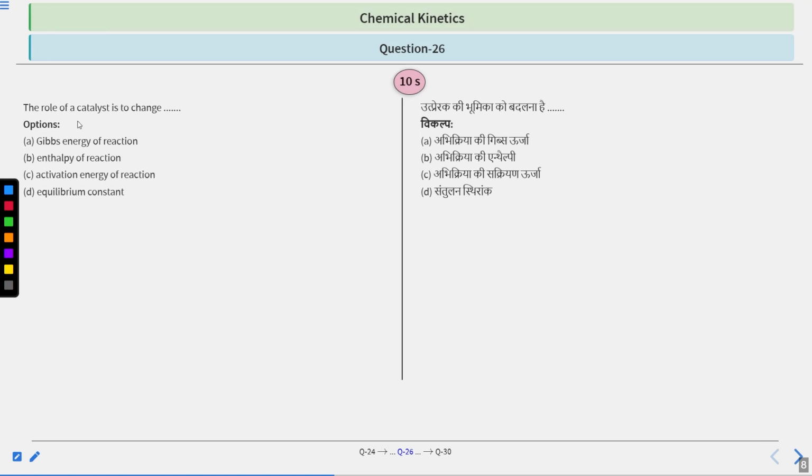Question number 26. The role of a catalyst is to change what? We have to find which option best fills in the blank. Options are Gibbs energy of a reaction, enthalpy of reaction, activation energy of reaction, or equilibrium constant in a reaction. You have 10 seconds to solve this question. After that, we will see the correct answer.